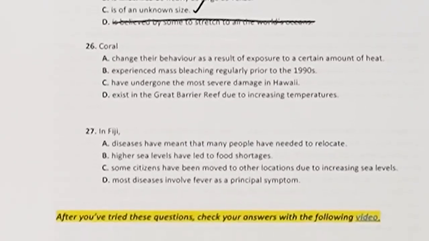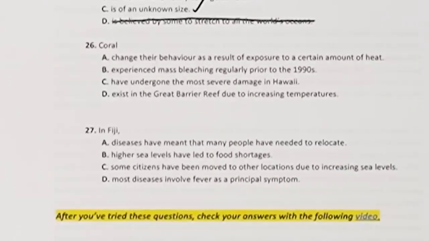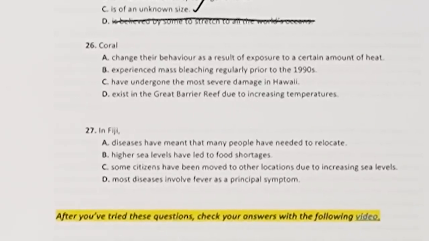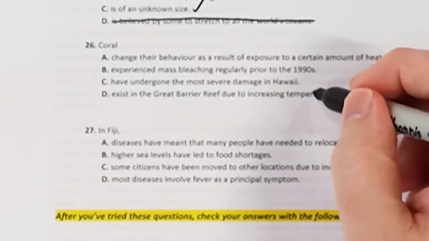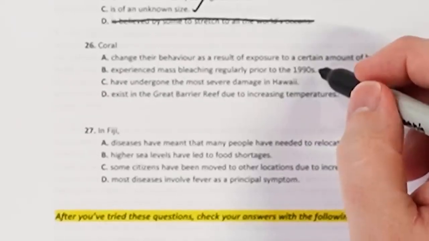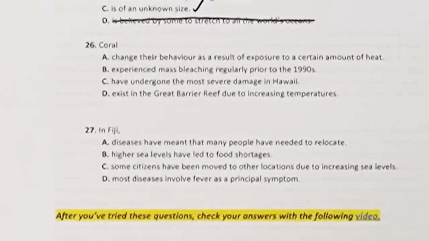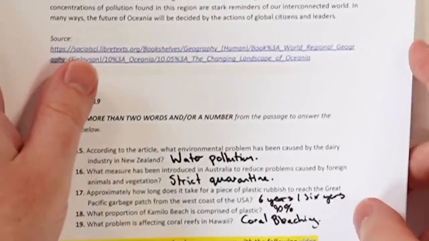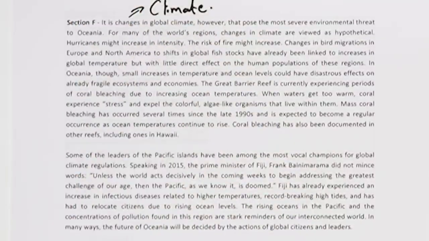So coral change their behavior as a result of exposure to a certain amount of heat, experience mass bleaching regularly prior to 1990, have undergone the most severe damage in Hawaii, exist in the Great Barrier Reef due to increasing temperatures. So these ones are about Hawaii and the Great Barrier Reef. This one is about bleaching, and this one is about the behavior of coral, because coral's a living thing, I believe. I might be wrong though. So we know the location of that. It is here. So we need to read carefully the bit where it talks about coral.